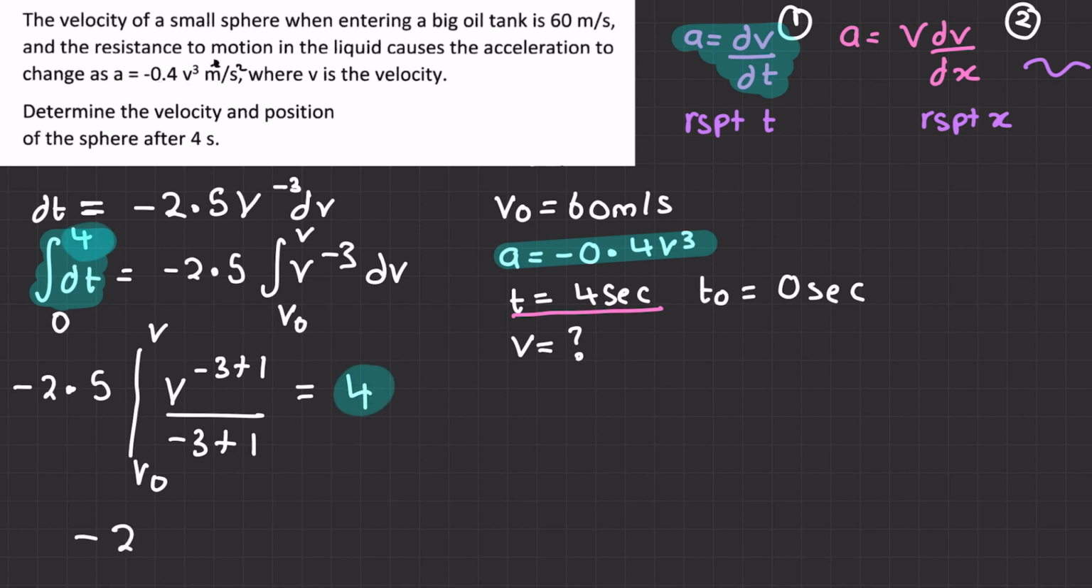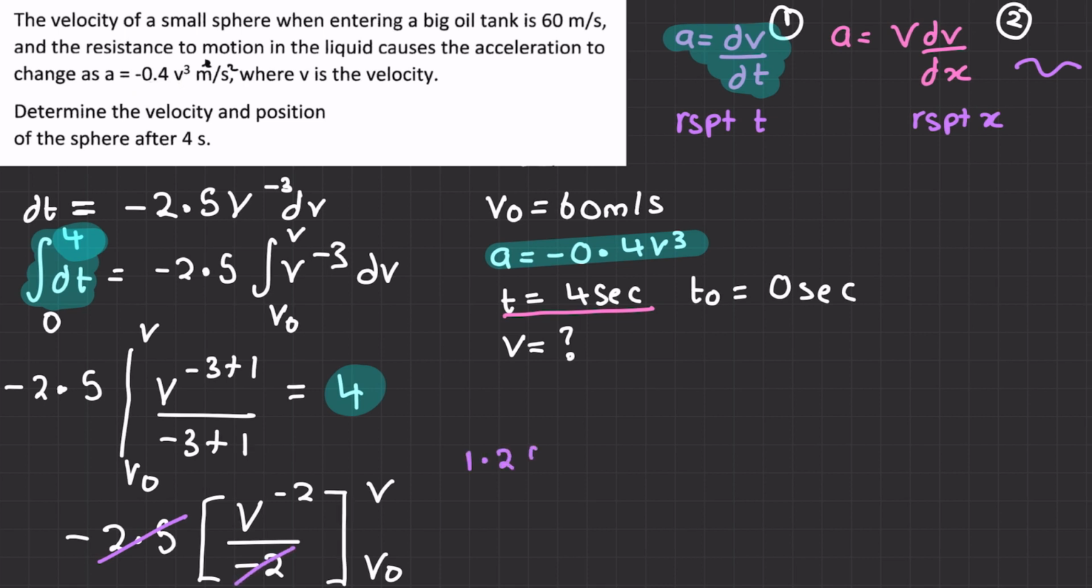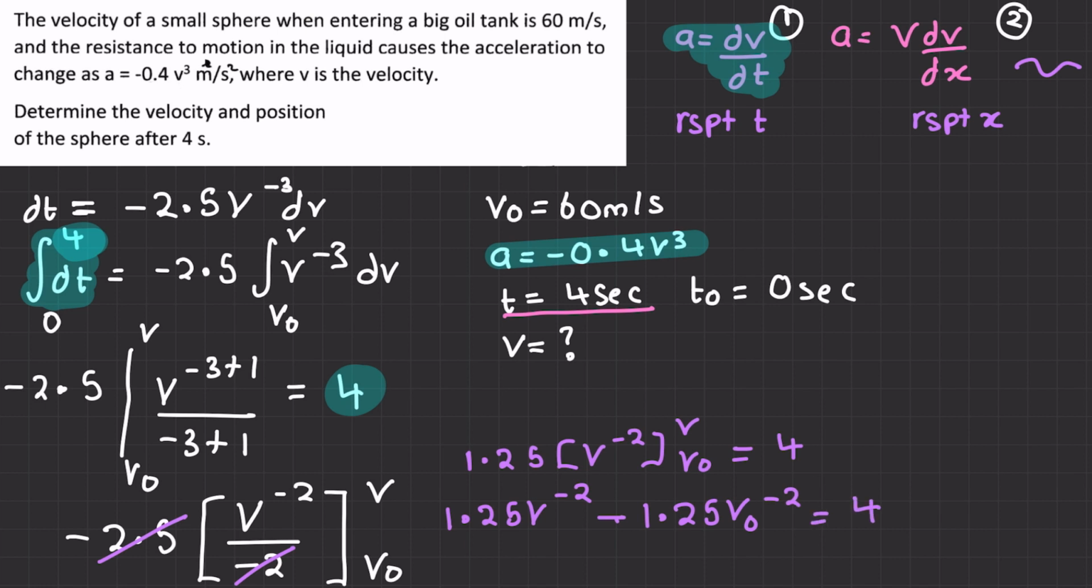So this is going to be minus 2.5 v to the power of minus 2 all over minus 2, v0. Now we can cancel these 2 out, and that's going to give us 1.25 v to the power of minus 2 minus 2 v0 all equals to 4, and that's going to be 1.25 v to the power of minus 2 minus 1.25 v0 to the power of minus 2 all equals to 4.